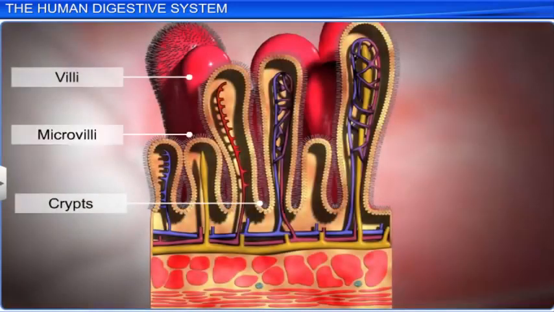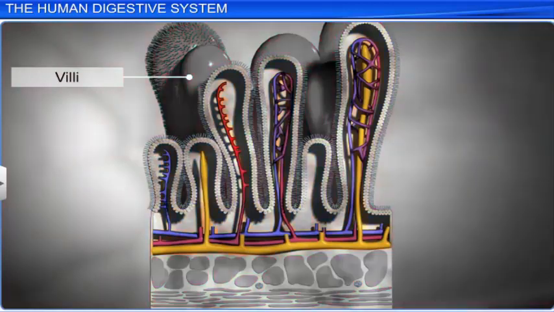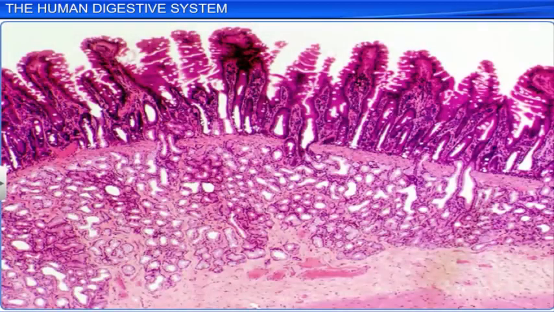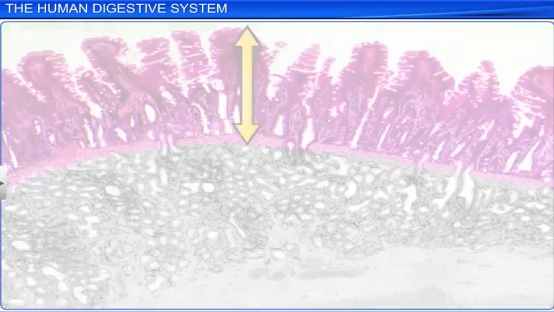Both villi and microvilli considerably increase the absorptive surface area of the small intestine. Villi also have a network of capillaries and a large lymph vessel called the lacteal. Interestingly, the tissues of the alimentary canal wall show modifications by way of thickness and so on.